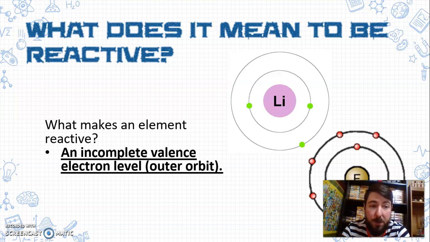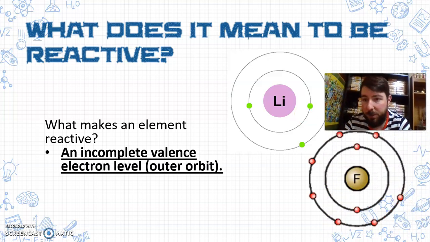So another thing that it means to be reactive is if the element has an incomplete valence electron level. So remember that they want a full outer shell to be stable. So for example, the potassium that we saw had one valence electron. So it wants to get rid of that valence electron because then that outer shell will go away and then that inner shell has 8 valence electrons, which is a full outer shell. So that's the basic goal of these elements.